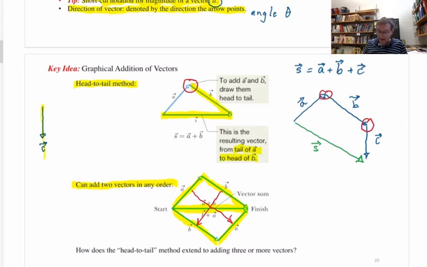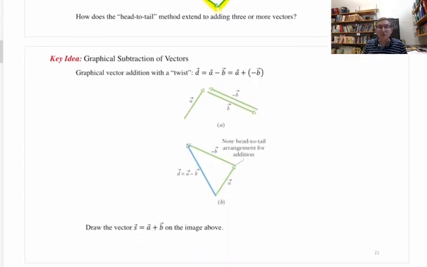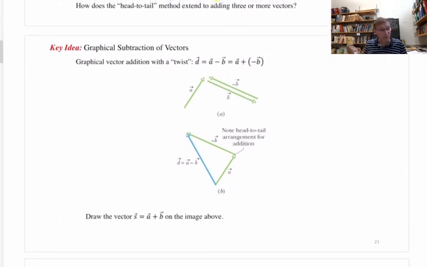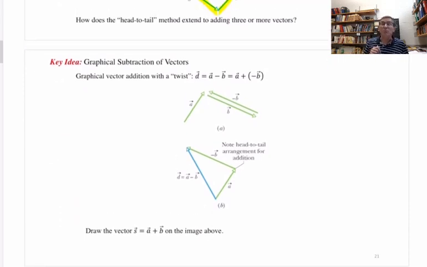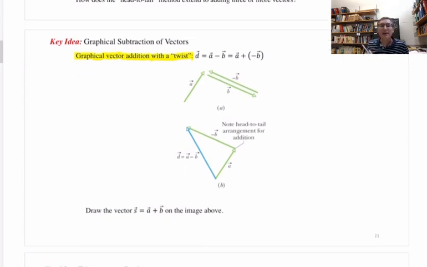Now, mathematically, the inverse operation to addition is subtraction. So if you can add vectors, why can't you subtract them? And you can, and we may need to do that. So let's talk about how you do that graphically. I describe the graphical subtraction of vectors as really the graphical vector addition with a little twist. Okay? All right, let's take those same two vectors, A and B, that we had on the previous slide, and let's now take A minus B.